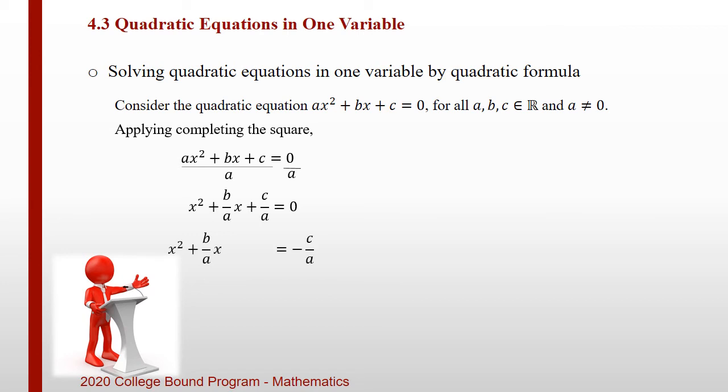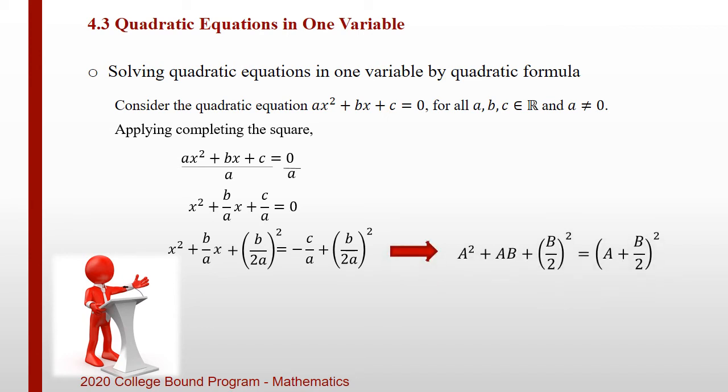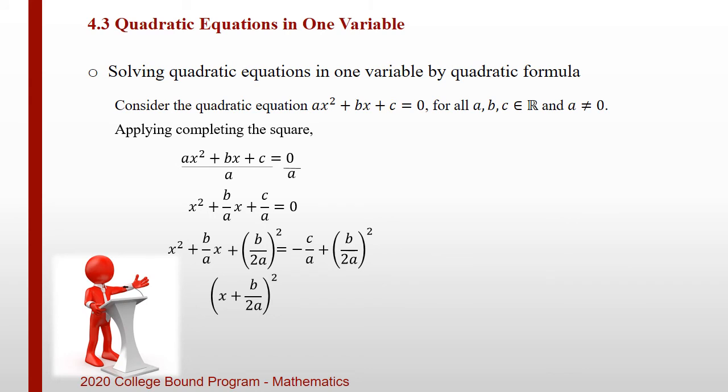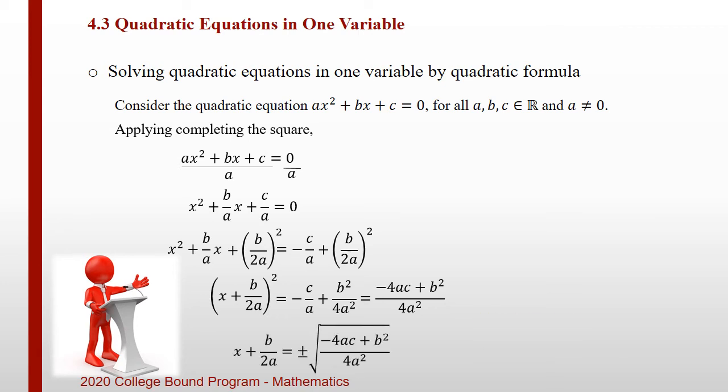We can write this as x² + (b/a)x = -c/a. Next, we add (b/2a)² to both sides of this equation. Notice that this is precisely the perfect square trinomial where a is x and b is b/a. Thus, we have (x + b/2a)² = (-4ac + b²)/4a². By taking square roots, we obtain this equation.